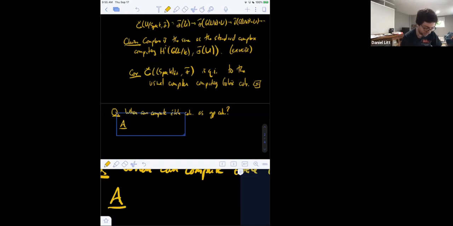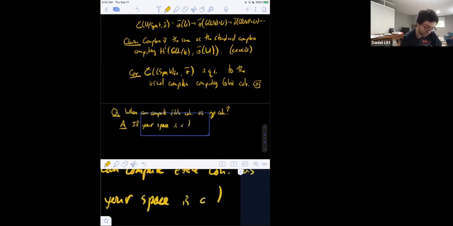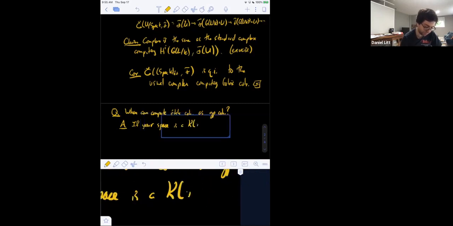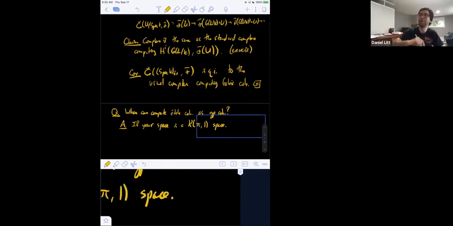is that this is true if your space, the space whose cohomology you're computing, is a K(π,1) space. Yeah, I'll say what I mean by it. So in topology, what this means is that it's connected, and all of its homotopy groups vanish above degree 1. So in other words, it's the classifying space for a discrete group.